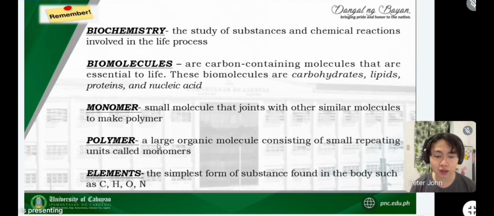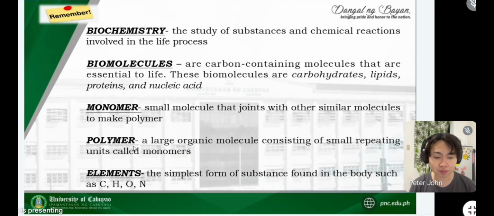Okay? So, we have the term monomer. From the word itself, mono means one. A small molecule joins with other similar molecules to make a polymer. In short, it is the building block or the origin of the larger molecules. We have also polymer, which means connected. A polymer is obviously a large organic molecule consisting of small repeating units called monomers. This means that when we combine monomers, we can form a polymer.